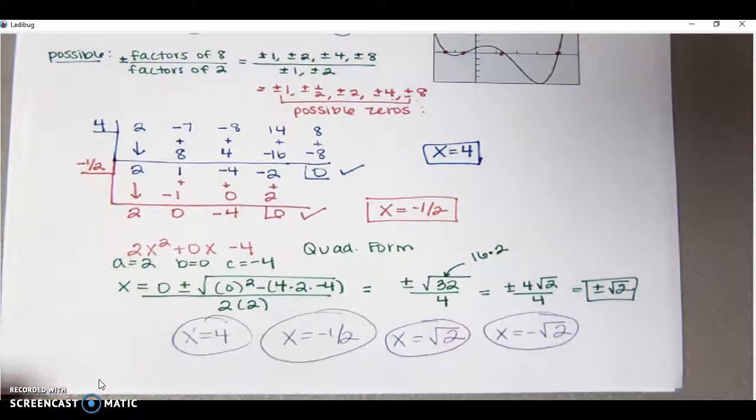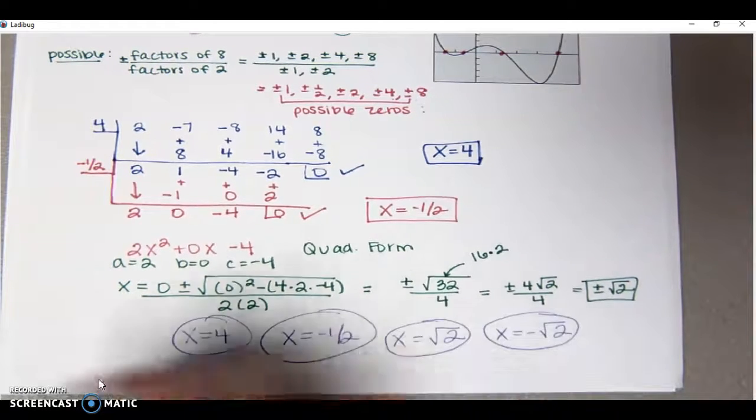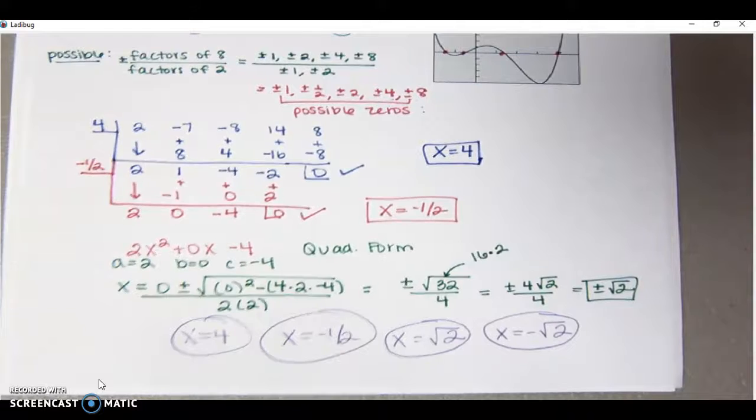So, those are our 4 real answers because they all showed up, but we have 2 that were rational and 2 that were irrational. But these possible zeros helped us to get started so we wouldn't have all these things to plug in. Sometimes you will not have a graph. If you don't have a graph, you might not have as many choices here, and you would just have to keep plugging in until you realize which one gives you a remainder of 0. So you will see some like that.